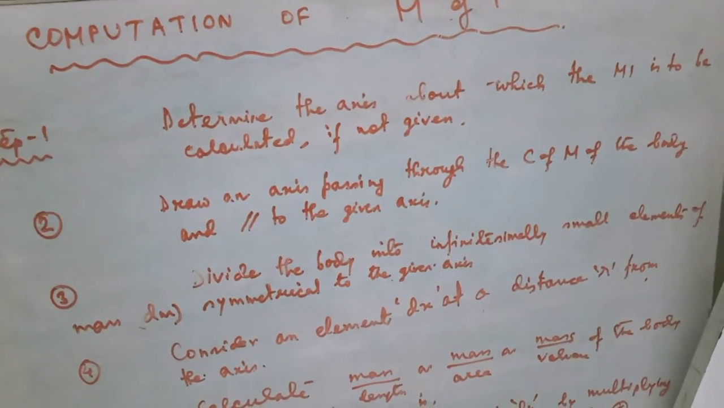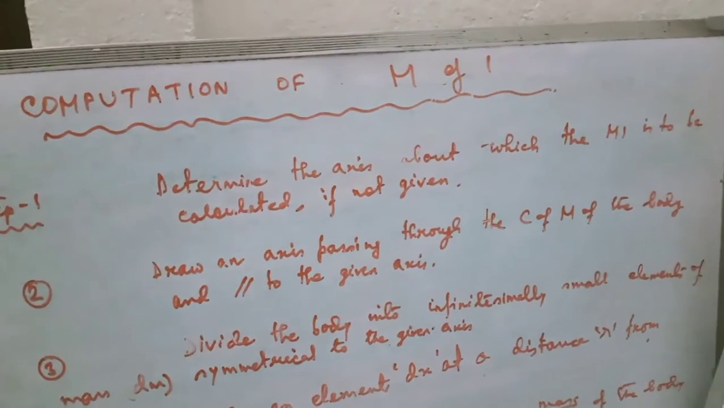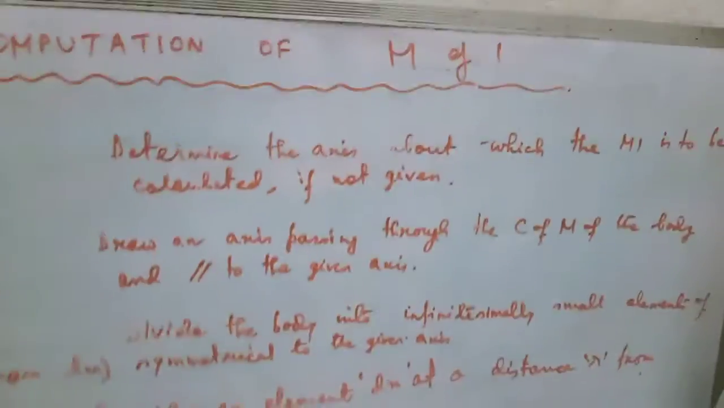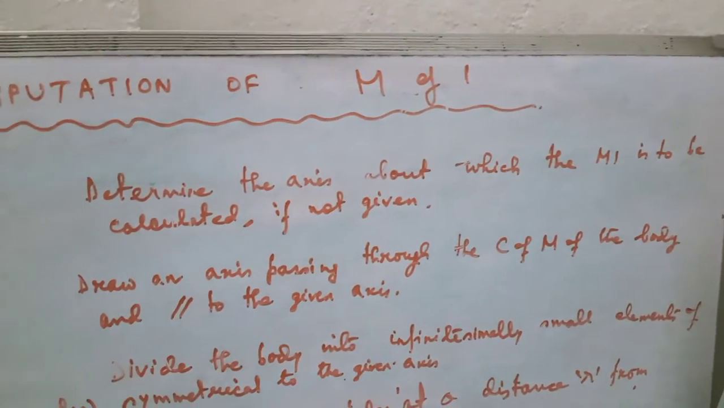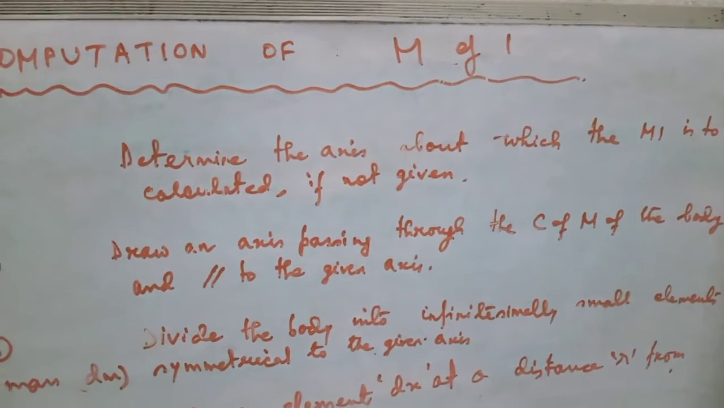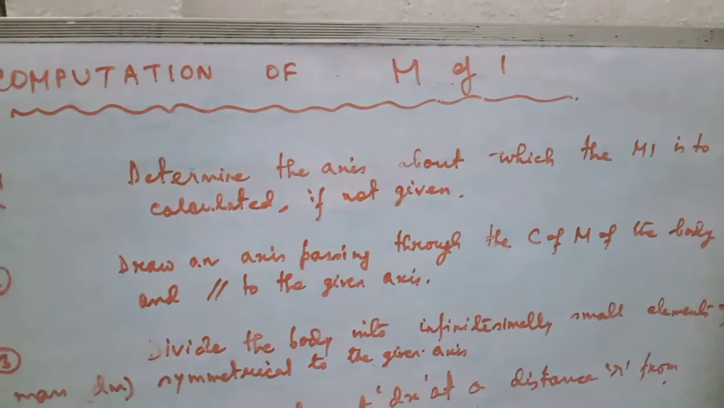In this video we will learn about how to compute or calculate the moment of inertia of a particular body. Several steps will be followed. First of all, determine the axis about which the moment of inertia is to be calculated, if not given. But very often in your question the axis is given about which the moment of inertia is to be calculated.